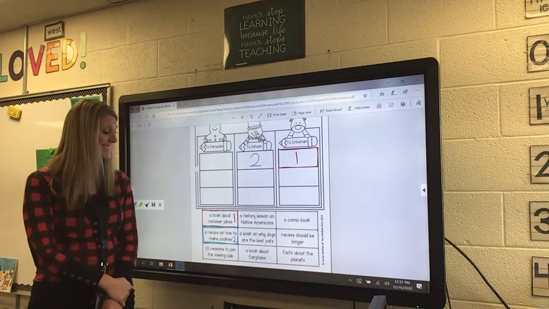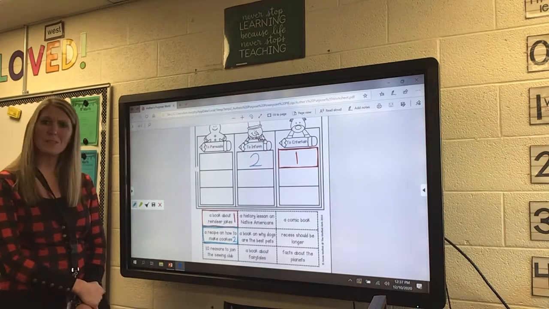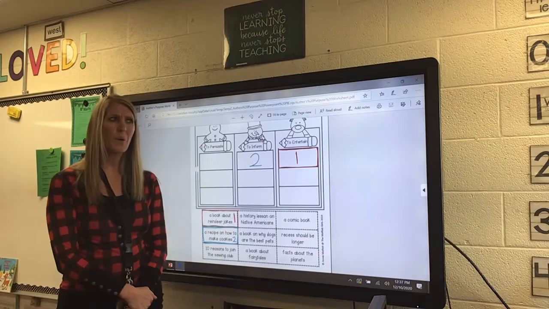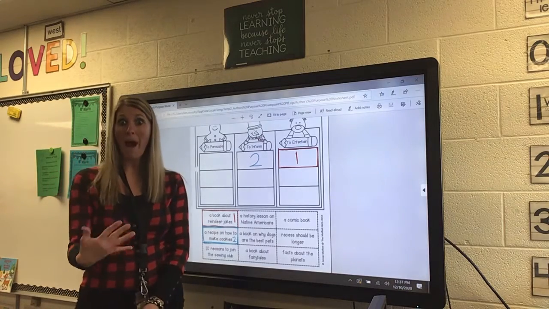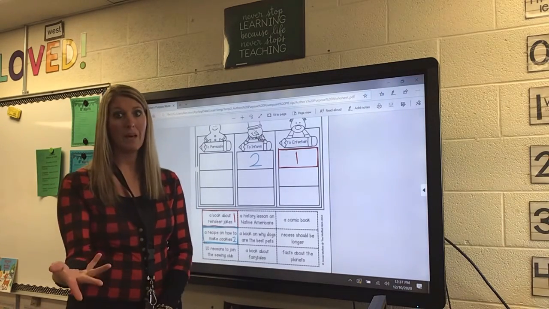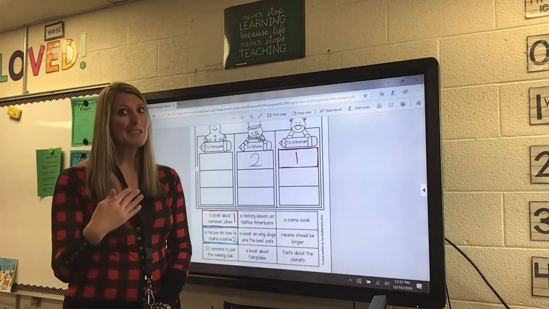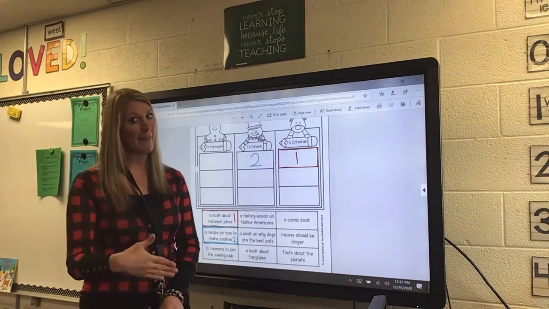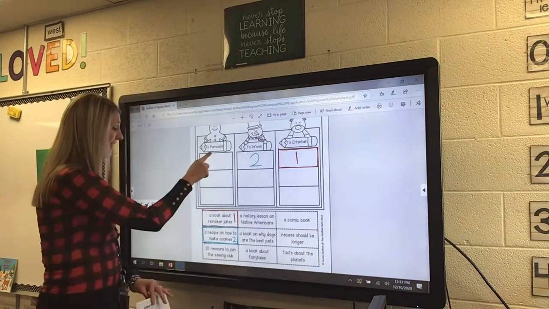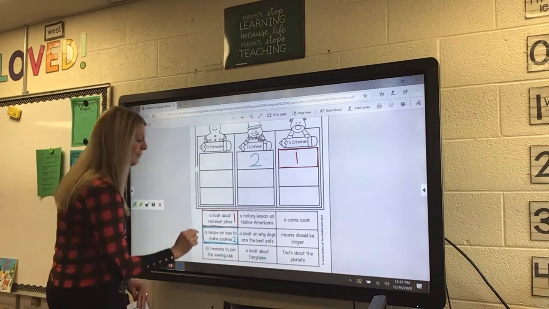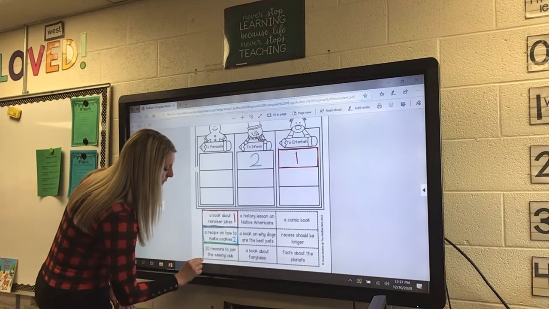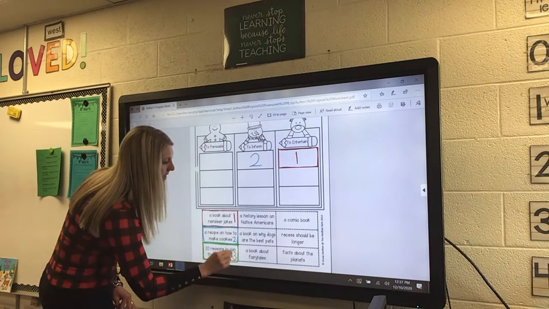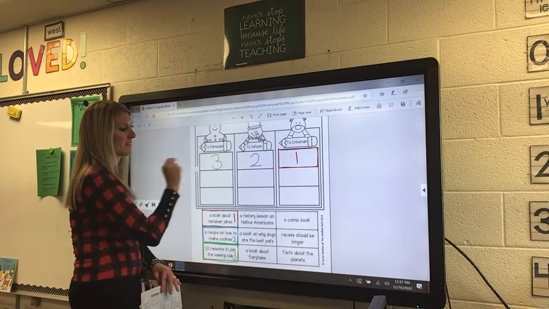Number 3 is 10 reasons to join the sewing club. If I wanted to join the sewing club and they gave me reasons on why I should join the sewing club, I think they're trying to persuade me. They're trying to get me to join the sewing club. So I think that one is going to go on this gingerbread man, persuade. So this one down here, I'm going to put a 3 here, and it's going to go right there.